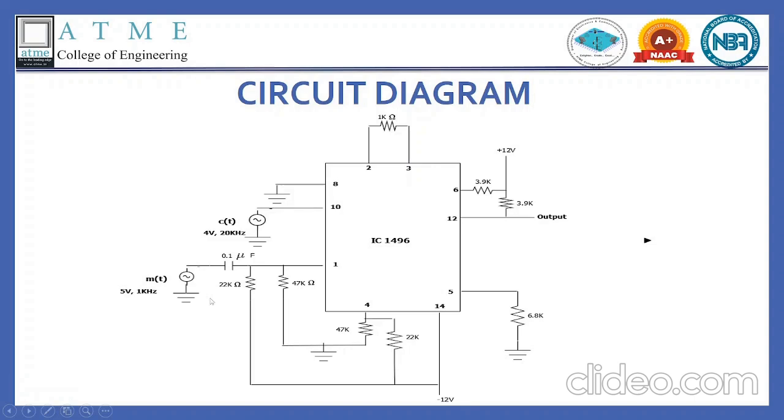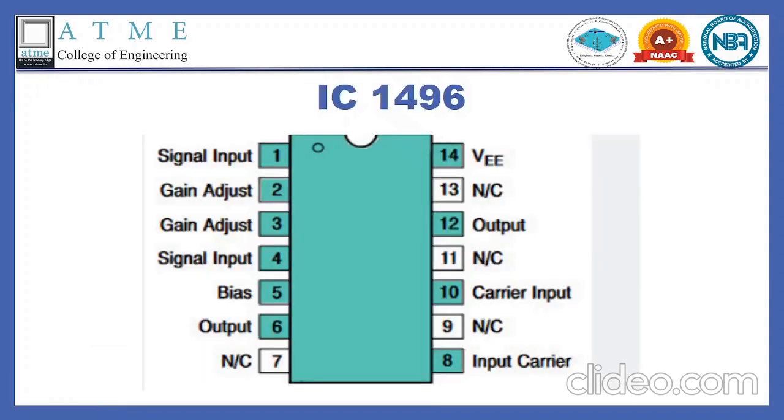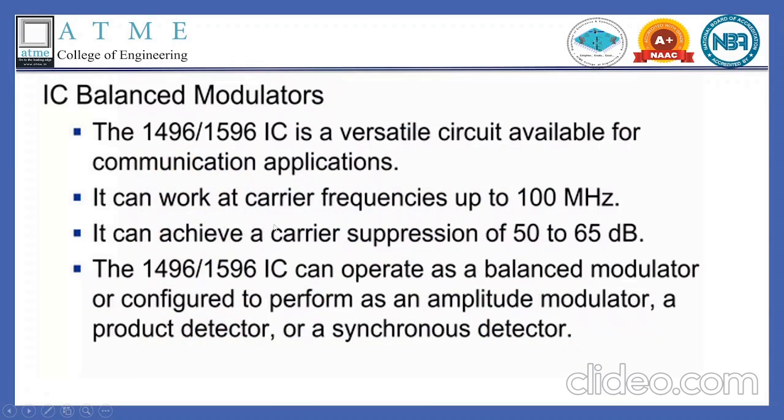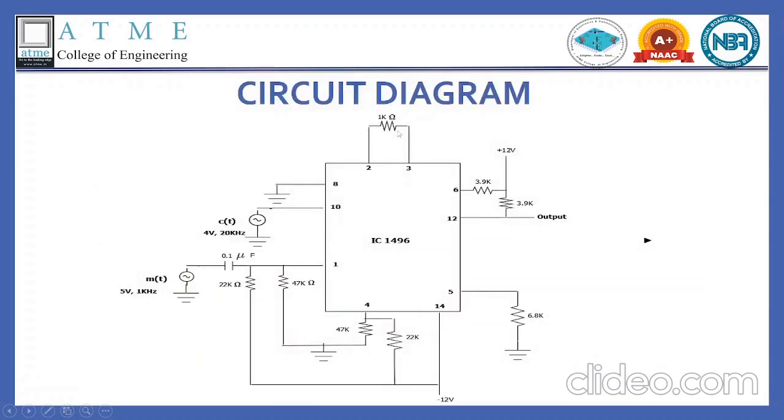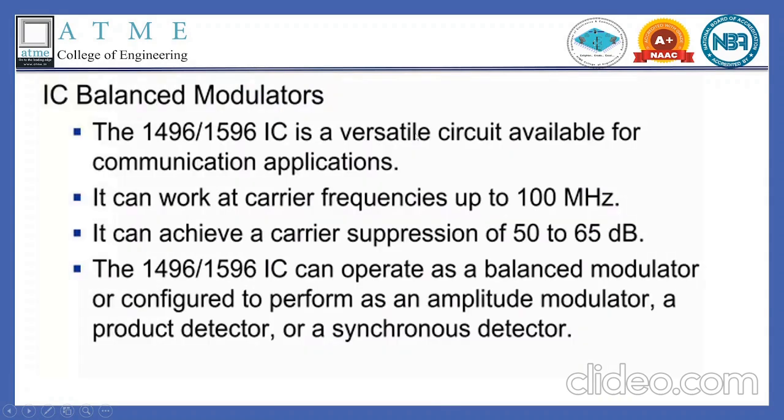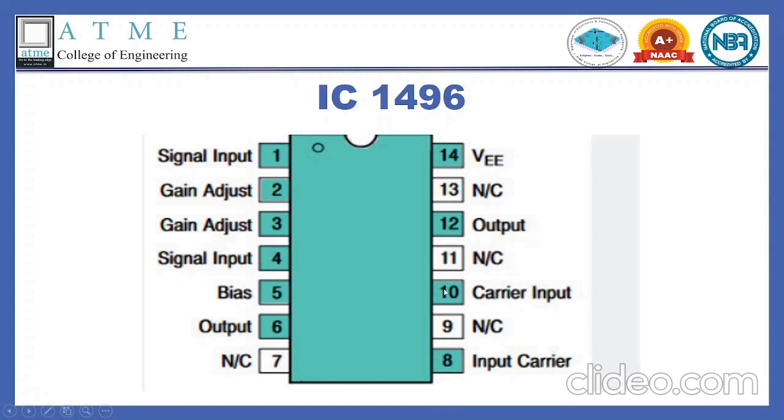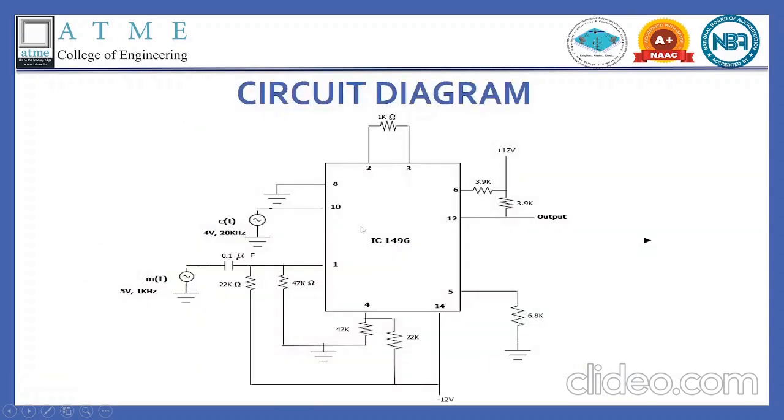As I told you in the pin configuration of the IC, pin number 2 and 3 are gain adjust. Here 2 and 3 are adjustable gain, and we are going to connect a 1 kilo ohm resistor so that it will provide higher gain. Then we have the carrier input given to pin number 10 or pin number 8. Here we are using pin number 10 for providing carrier frequency. That's the reason we are grounding pin number 8.